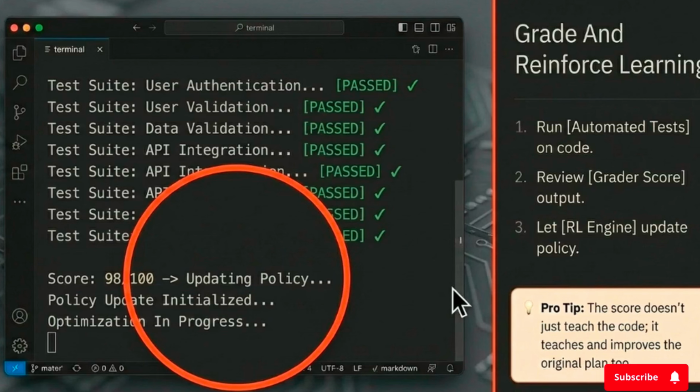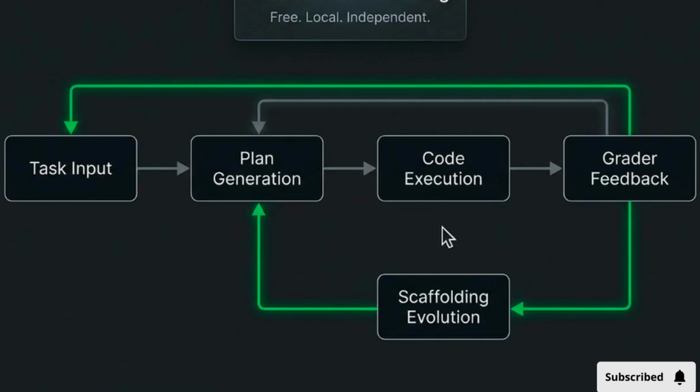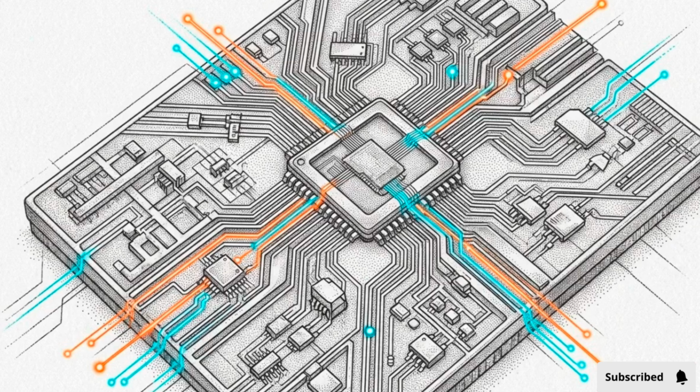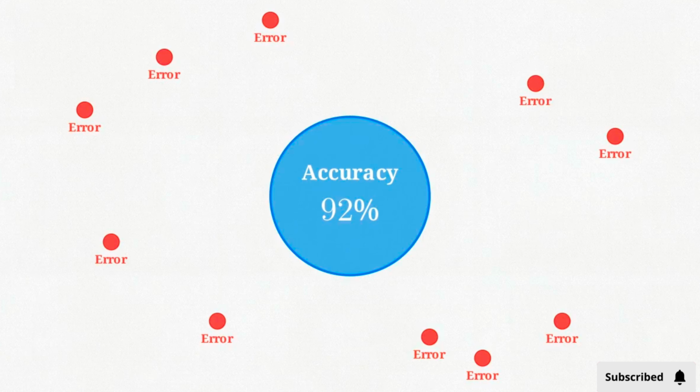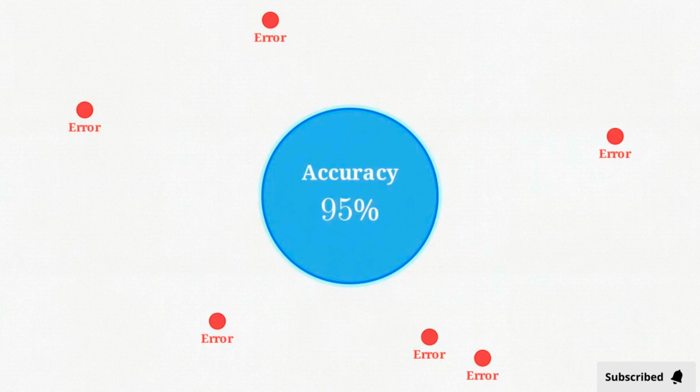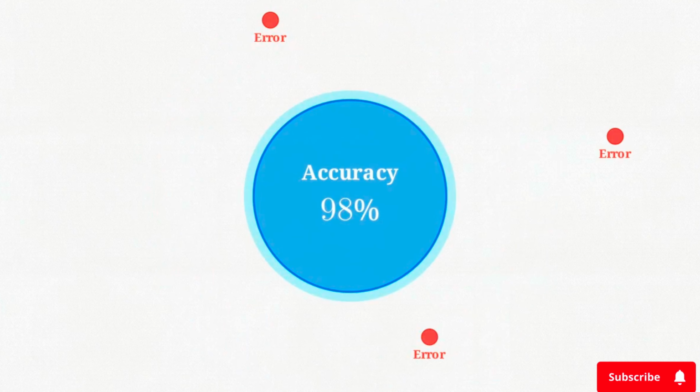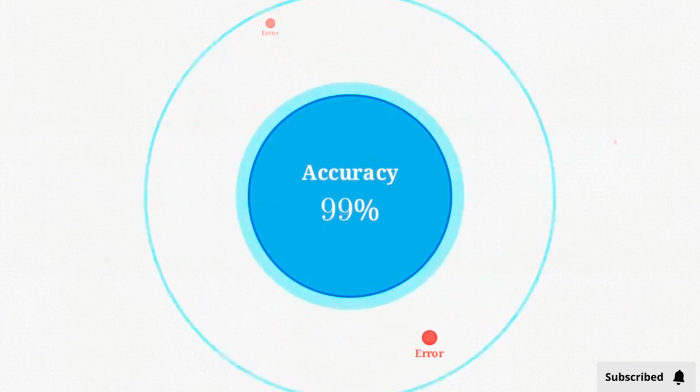This diagram shows the scaffolding loop in action. The grader feedback routes straight back into the plan generation module. The AI permanently rewrites its logic parameters for handling similar problems in the future based on that feedback. Sustaining this continuous reinforcement learning loop turns your local installation into an adapting system. Its accuracy compounds with every single execution.